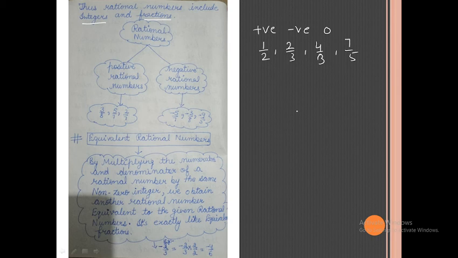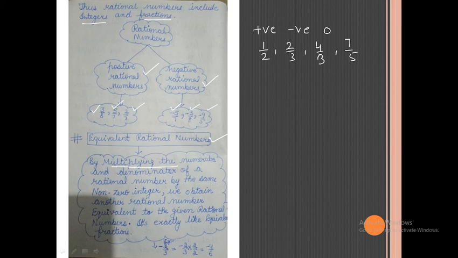These are fraction forms. Rational numbers can be positive rational numbers or negative rational numbers. Positive rational numbers, for example: 3 by 8, 5 by 7, 2 by 7. Negative rational numbers: minus 5 by 7, minus 3 by 8, minus 9 by 5. And now, what are equivalent rational numbers?